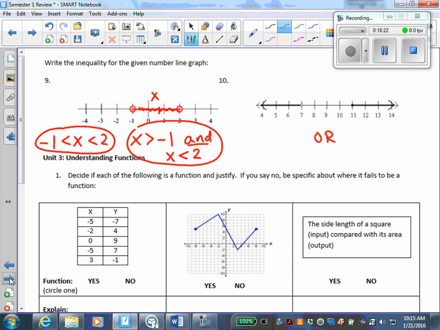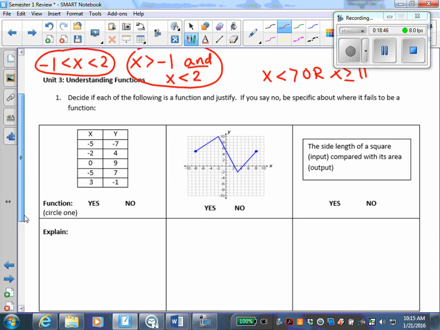Okay, so remember the shaded part is our x. So we could say x < 7, because it's to the left of 7 and it's an open circle, or x ≥ 11. I'm going to put the "or" in between that. There. Okay, number 1. Okay, now we're going to unit 3, understanding functions.